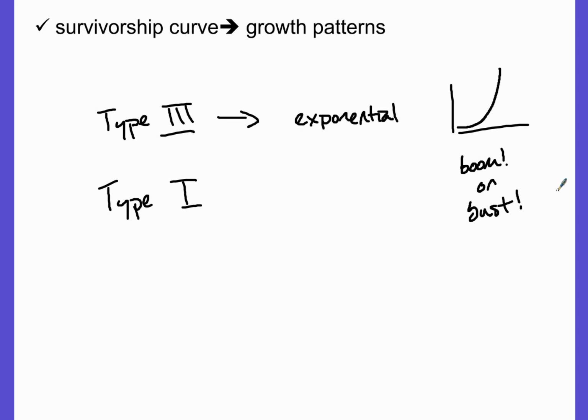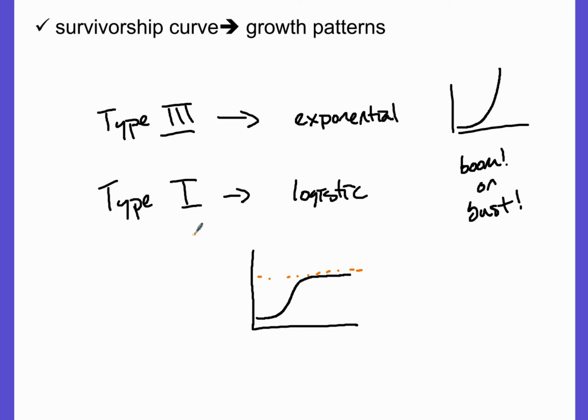Otherwise, type 1 actually tend to have more of that logistic situation going on. So you're supposed to have that idea in your packet as well, where you can only grow exponentially for so long before it's going to level off because there's going to be some kind of carrying capacity, right? Most things that are type 1 would have that kind of growth pattern going on.